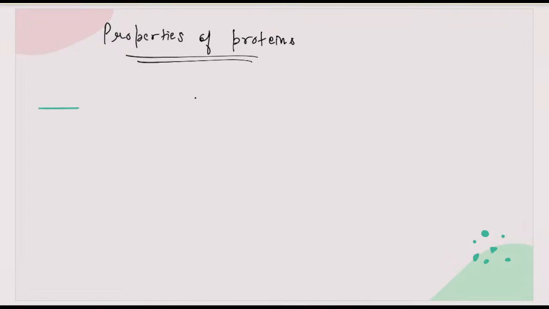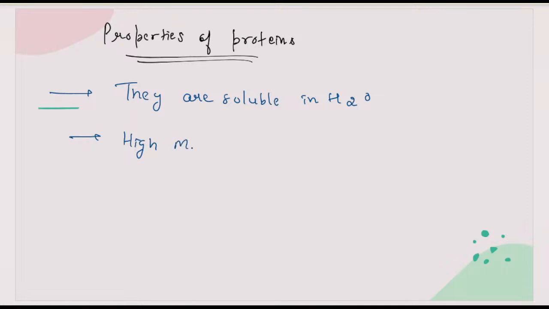Property number one: amino acids are soluble in water. This kind of question is often asked, soluble in water or not. So point number one, they are soluble in water, obviously because they are polar. And the second point is a really very high melting point. High MP means melting point. Let me write it in full: high melting point.